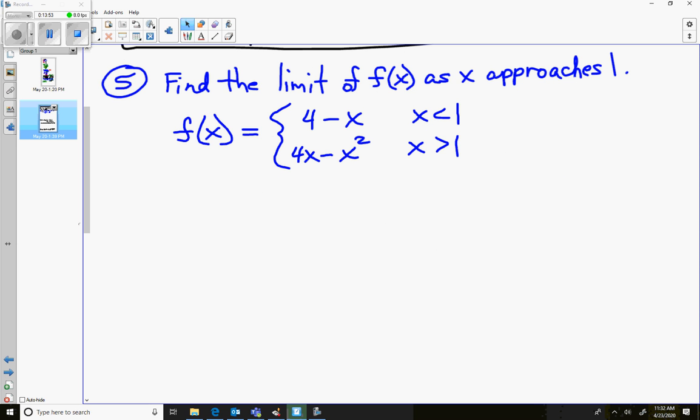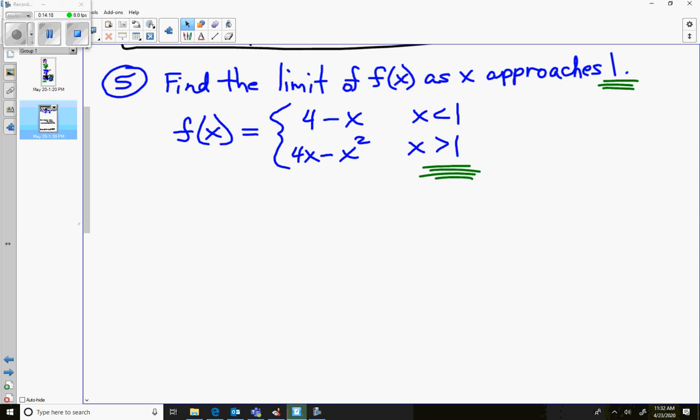Find the limit of f of x as x approaches 1. And we're looking at a piecewise function. And do notice, it's this way on purpose. As x approaches 1, 1 is where it switches from one function to the other. 4 minus x, that's a line. Y equals 4 minus x, that's a line. Continuous everywhere. Y equals 4x minus x squared, that's a parabola.